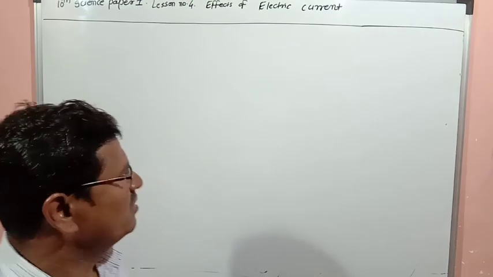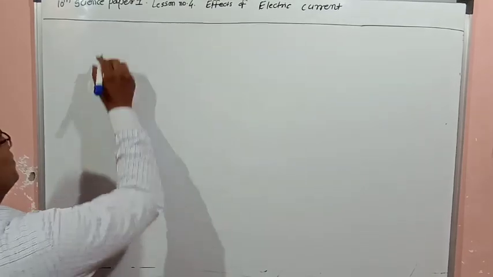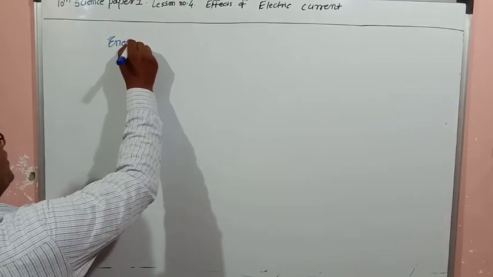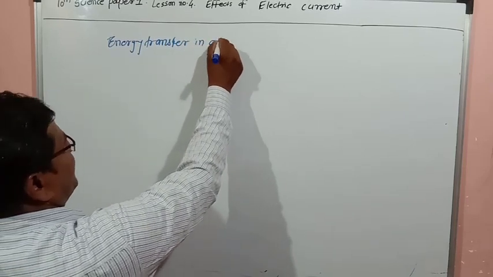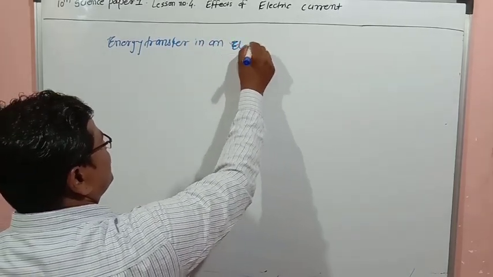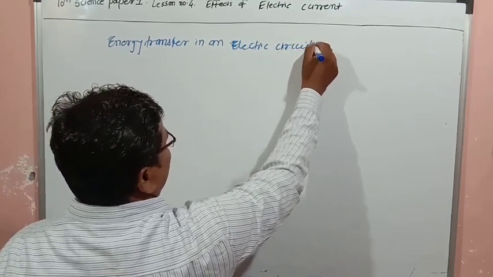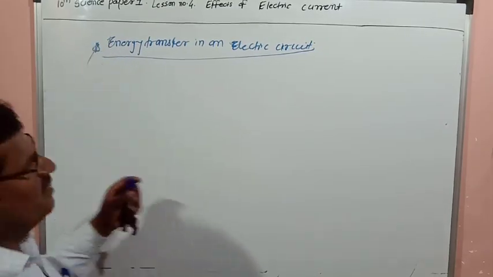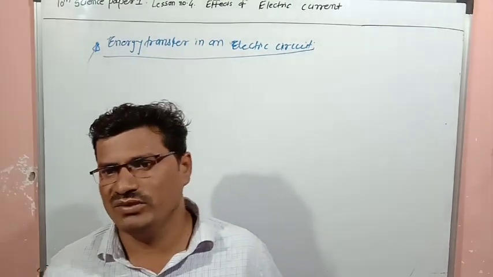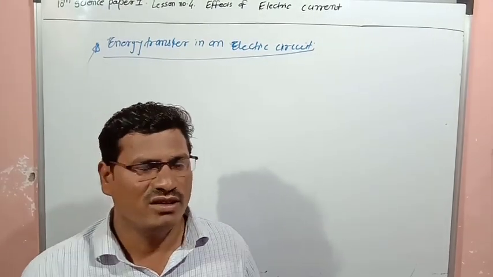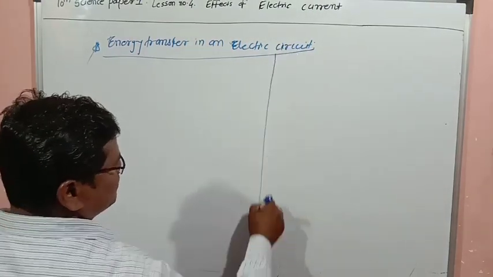So we are going to learn energy transfer in an electric circuit. In this we are going to derive one expression, and that is Joule's law of heating. In this, firstly we will draw the diagram, and then we will find the expression.